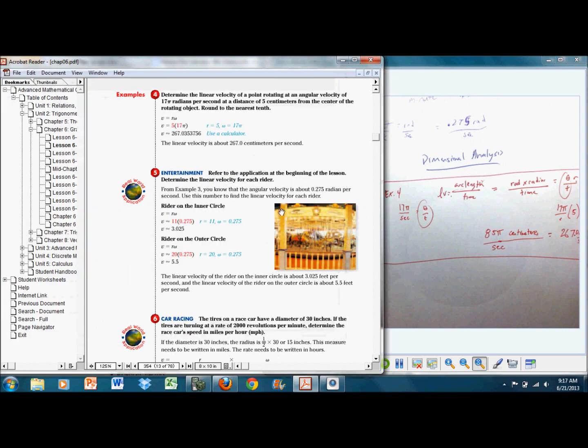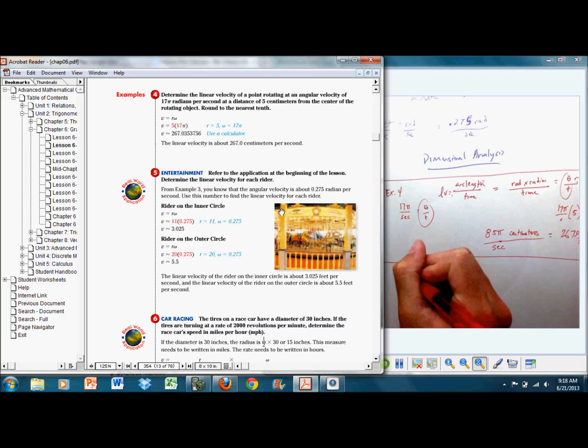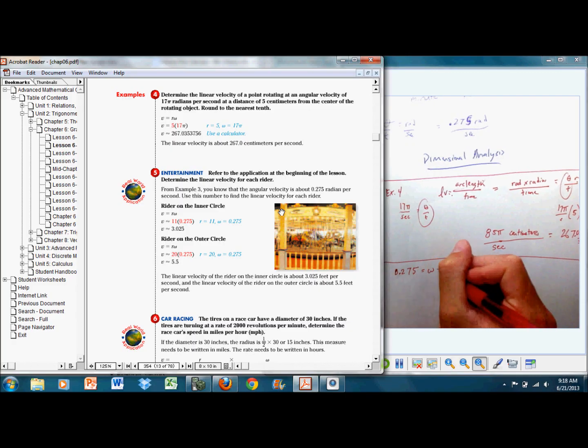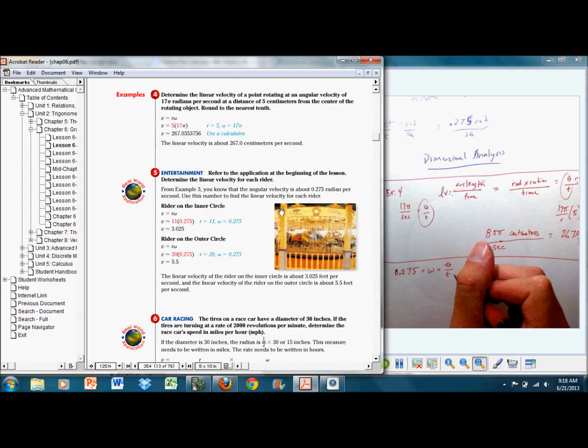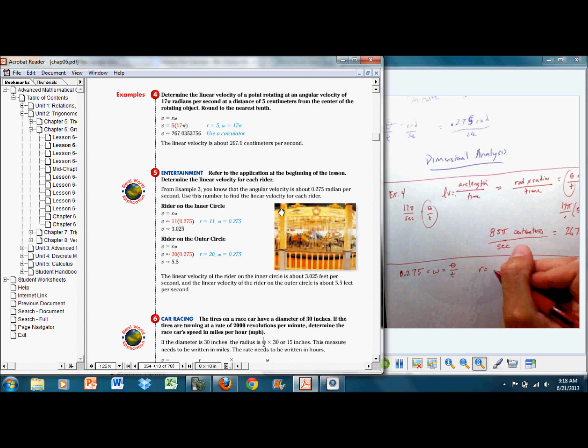Okay, what about example 5? In example 5, we're supposed to once again look back to the beginning of the lesson. Okay, so you have a carousel. In this carousel, we know the angular velocity is 0.275. We actually just figured that out in example 3. It is our angular velocity, which is theta over t. What is our linear velocity? And that's if r is 11 feet.